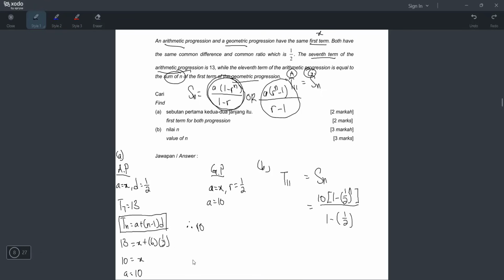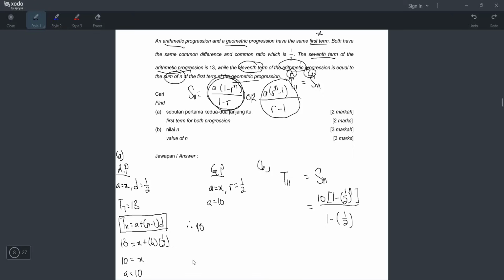And then what about the other side? The other side is T11, right? So what is T11? T11, we can use this formula again, right? Don't forget the 11th term is for arithmetic. It is arithmetic. It's not geometric. So only the Sn I will refer to the geometric one, but the T11 is the arithmetic one. So yeah, we use this formula again. Tn equals A plus n minus 1 d.